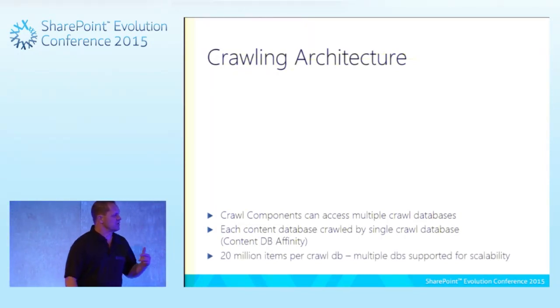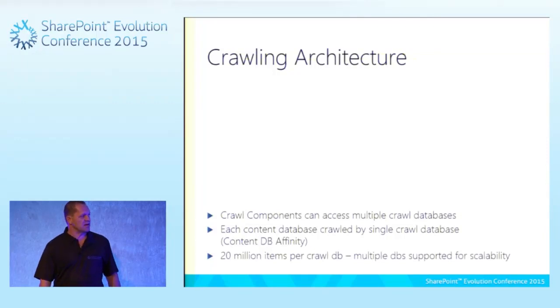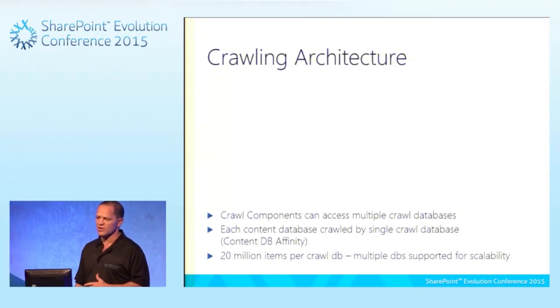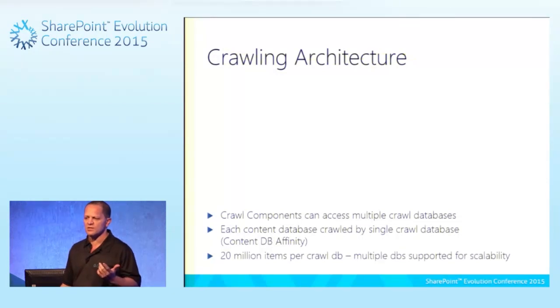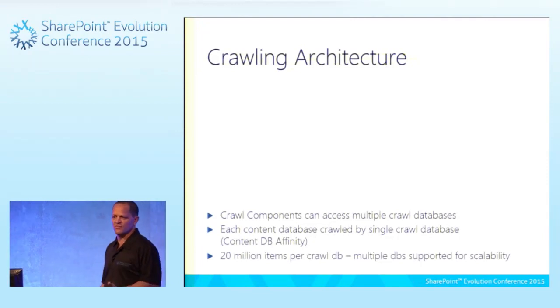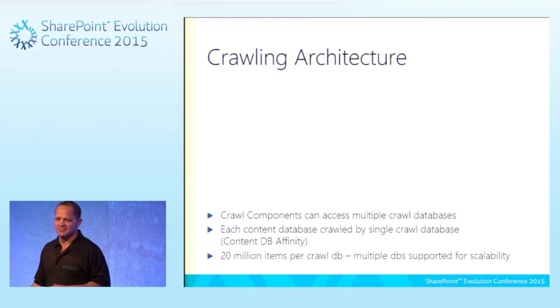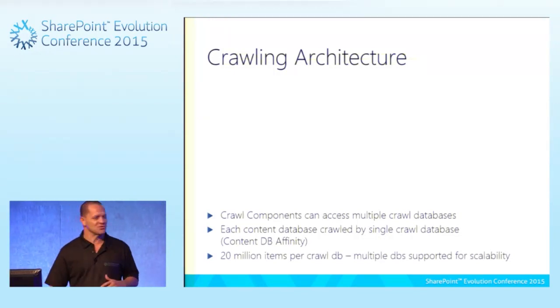The current supportable limit is 20 million items per crawl database, which is why you can have multiple databases. I was at another customer where they said, oh, we don't have a lot of items. And I looked and they had 10 million documents. I said, and you're wondering why it's taking 60 hours for your crawl to run, building a new index on a single server? So yeah, you've got to take these things into consideration.